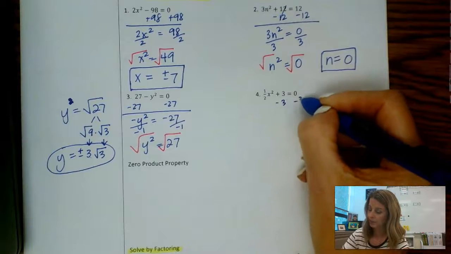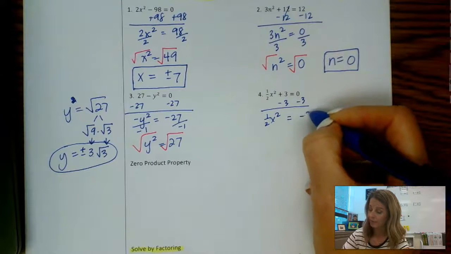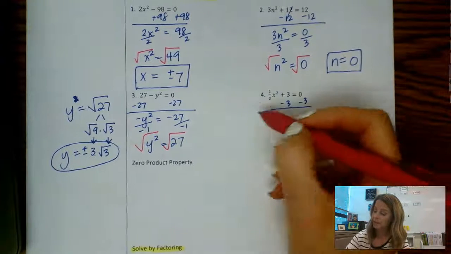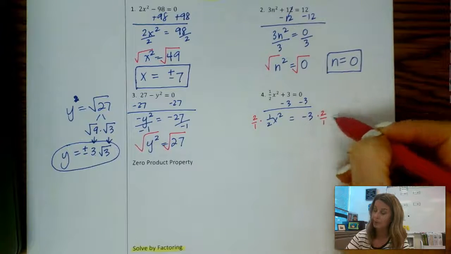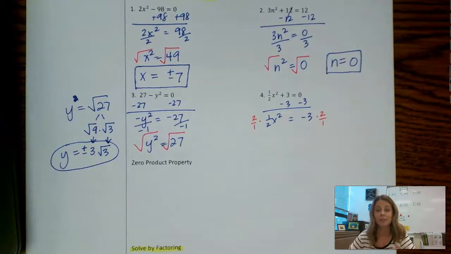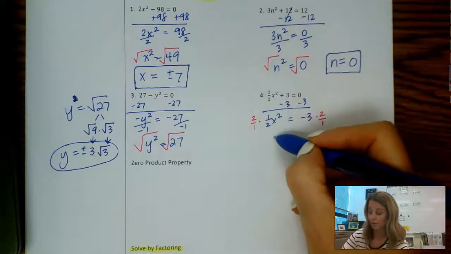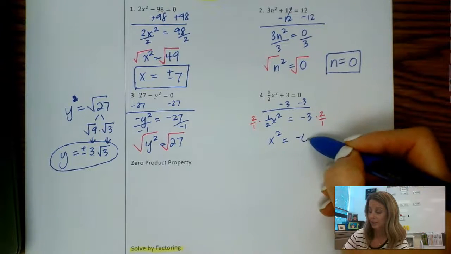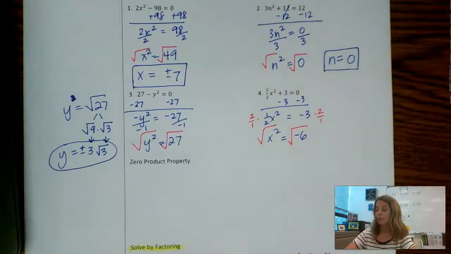Okay, last one here. Take away 3, take away 3. So I have 1/2 x squared equals -3. You can either divide both sides by 1/2. You also, when you have a fraction, you can multiply both sides by the reciprocal. Sometimes that's a little easier because then you don't have to actually think about the division or use your calculator. So 1/2 times 2 is just 1. So I get x squared equals, now I can just do -3 times 2 and I get -6. I'm ready to take the square root.